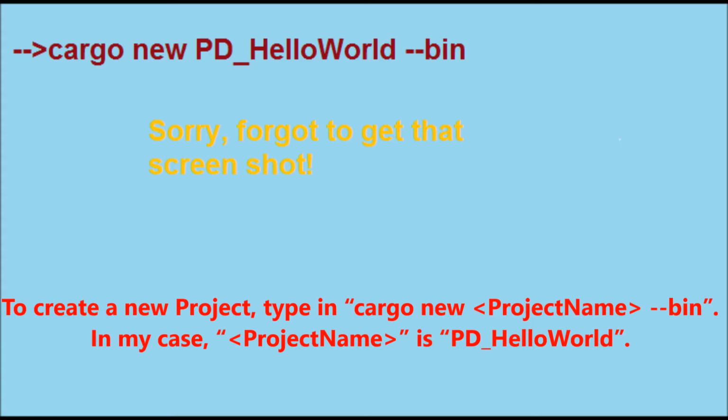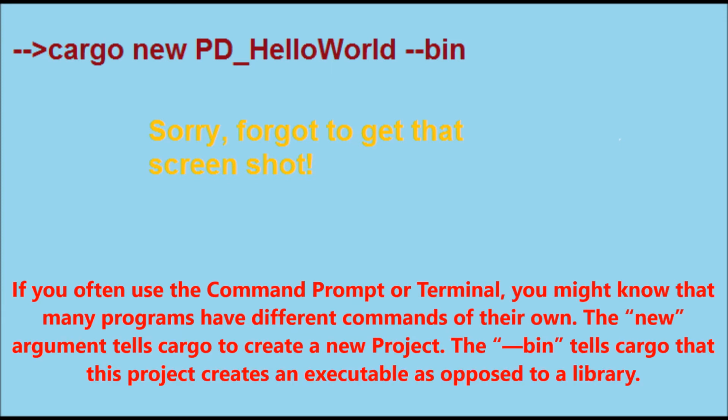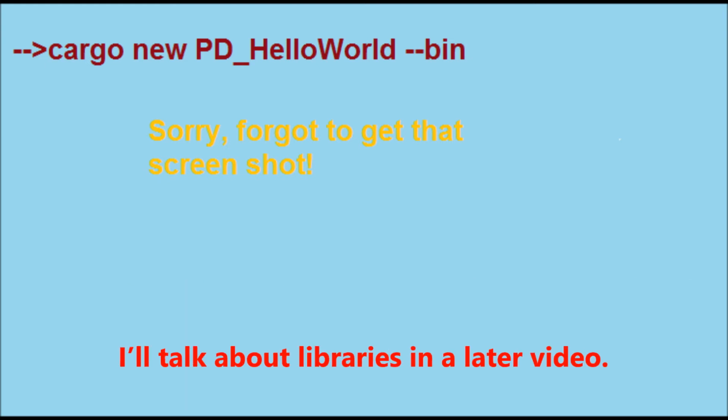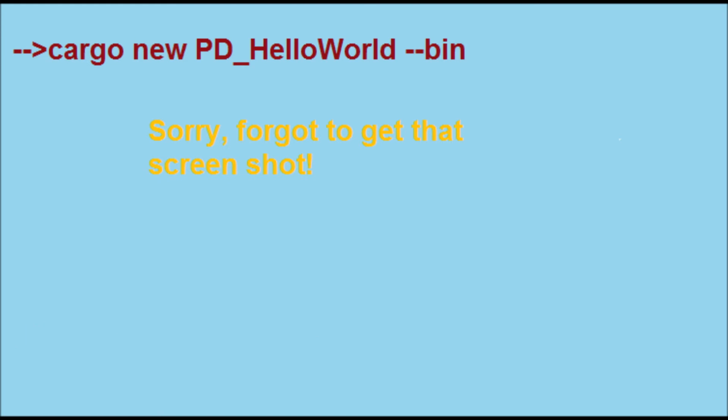To create a new project, type in cargo new project name --bin. In my case, the project name is pd_hello_world. If you often use the command prompt or terminal, you might know that many programs have different commands of their own. The new argument tells Cargo to create a new project. The --bin tells Cargo that this project creates an executable as opposed to a library. I'll talk about libraries in a later video.